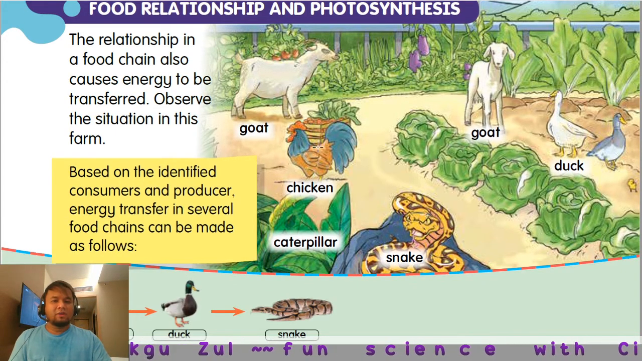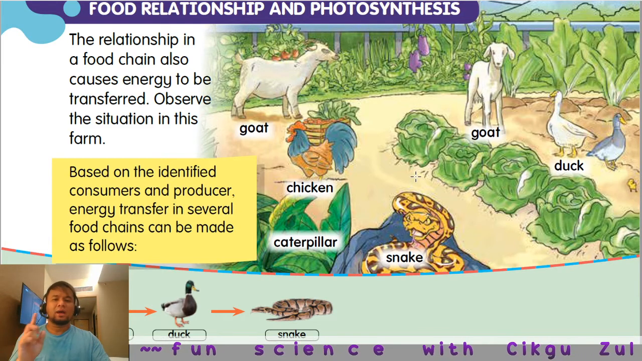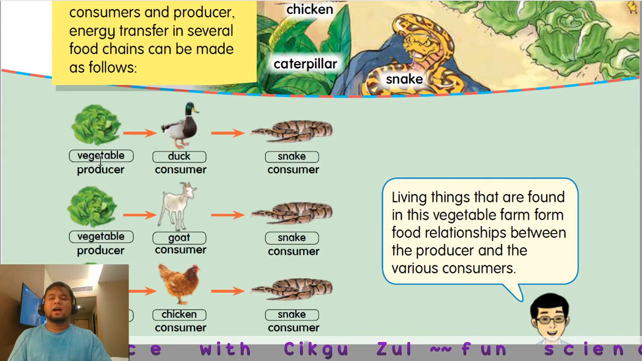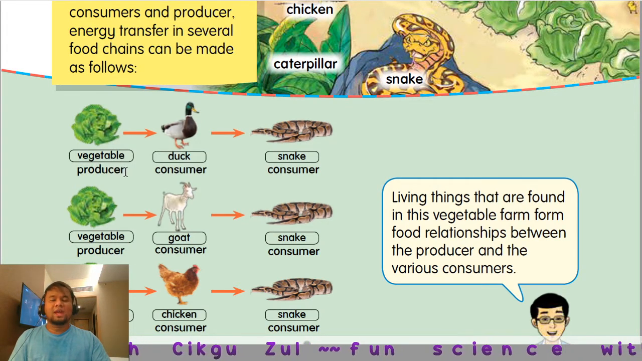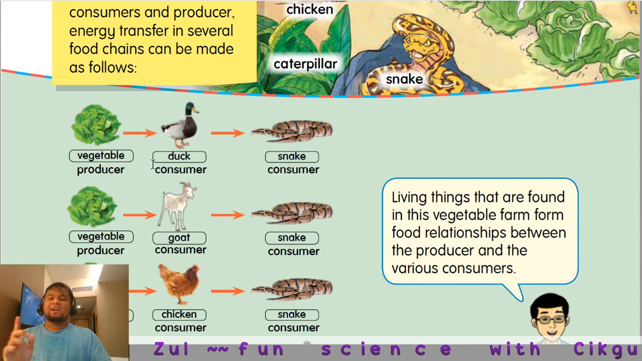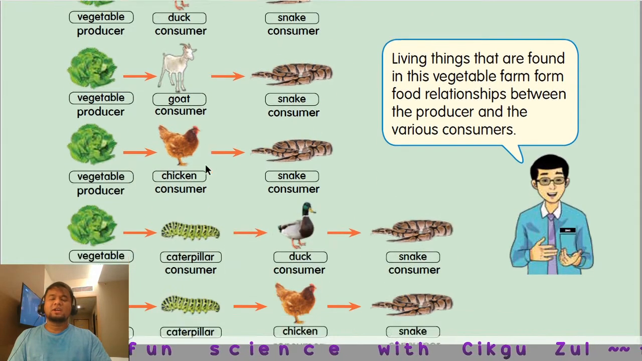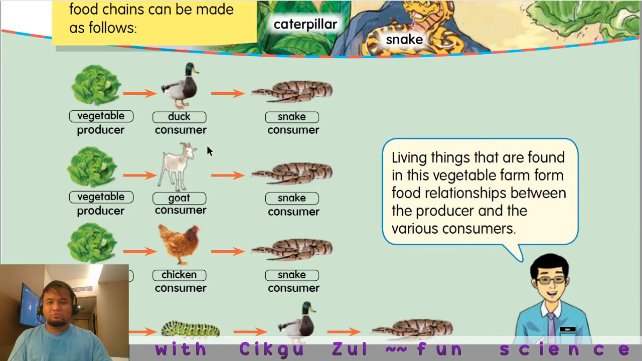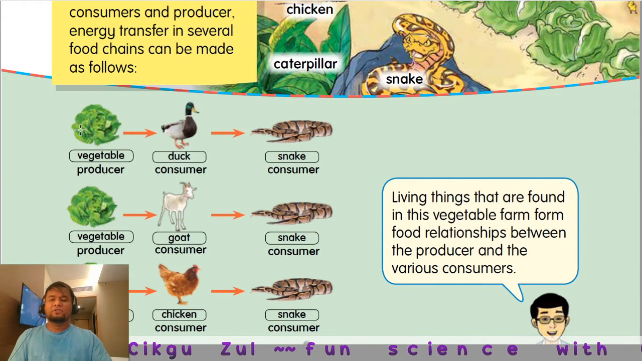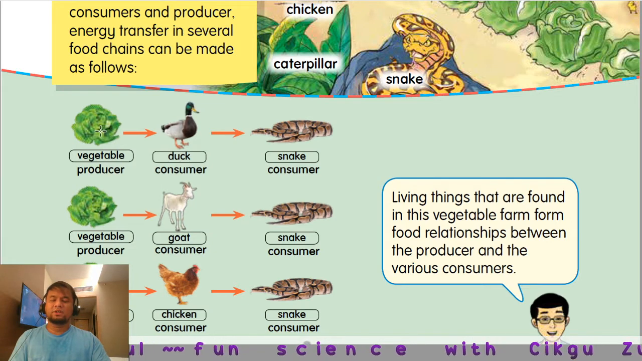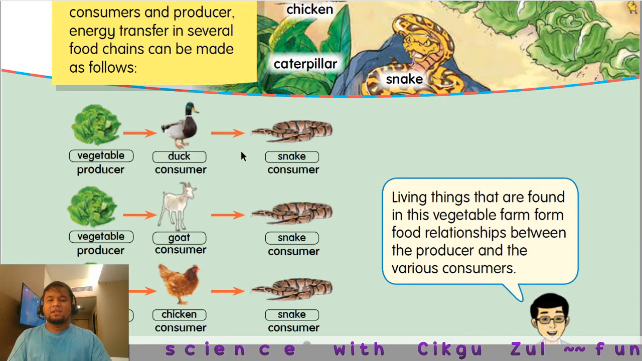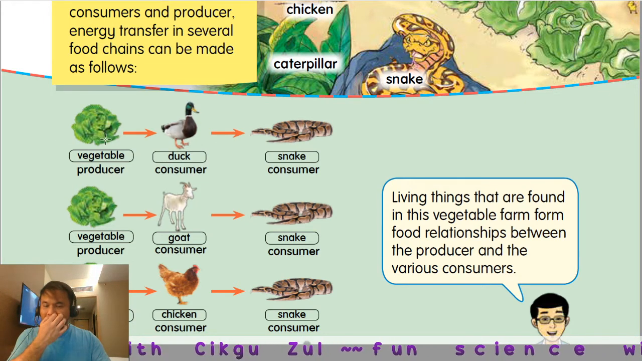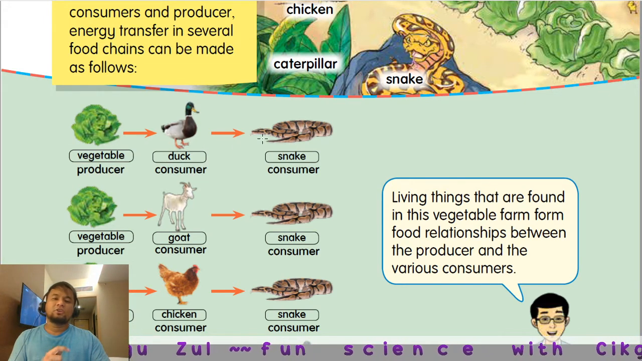Jadi dekat sini kita namakan semua tumbuhan di dalam habitat ini sebagai vegetable. The vegetable are the producer because they make their own food, and the other animals automatically called as the consumer. So the first food chain here is vegetable eaten by duck, eaten by snake. Senang kan? Sayur dimakan oleh itik, dimakan oleh ular.